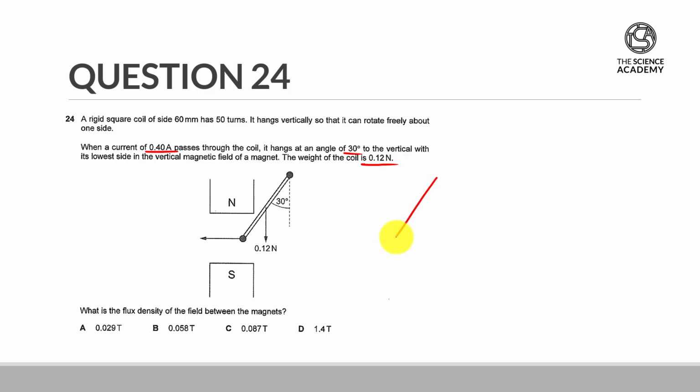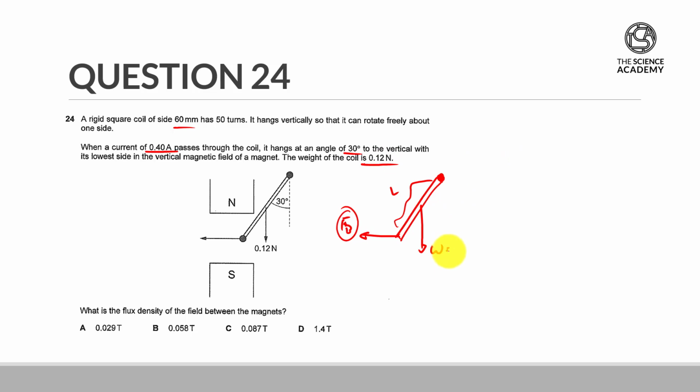If we draw the free body diagram of the coil, we realize that we have the magnetic force acting downwards, we have the weight acting downwards, and we have the reaction force at the pivot. However, we are not going to concern ourselves too much with the reaction force at the pivot, because this is quite clearly a moments question. I'm going to let the length of this entire coil be L, and L has been given to us as 60 mm. So our task now is to find what is FB.